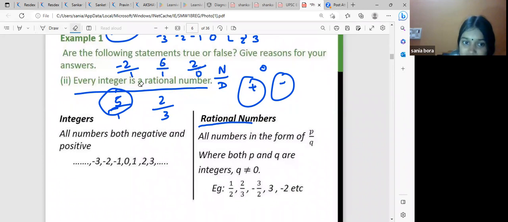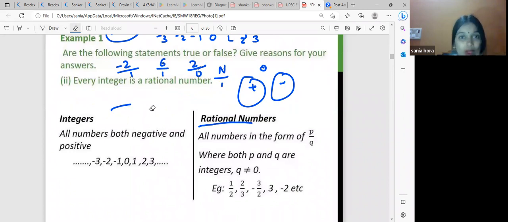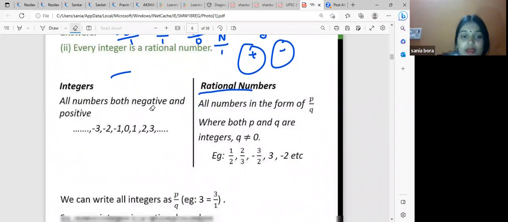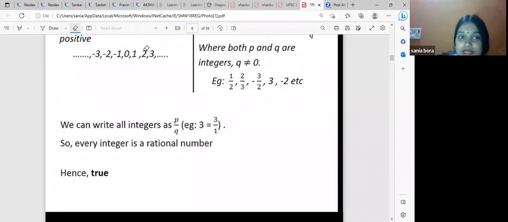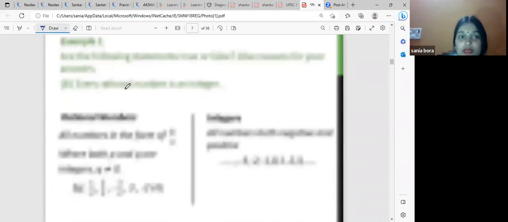Every integer is a rational number. Yes. Why? Because you are simply going to put 1 in the denominator, right? So automatically it will become a rational number. Clear? Yes.